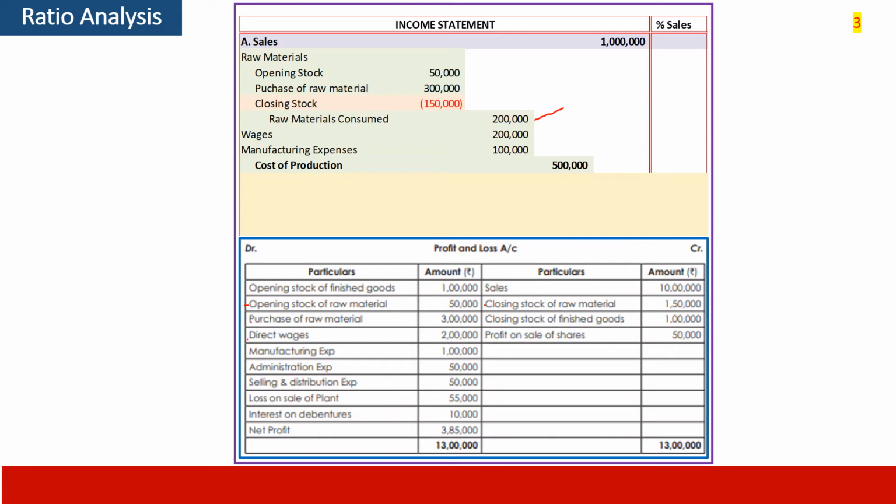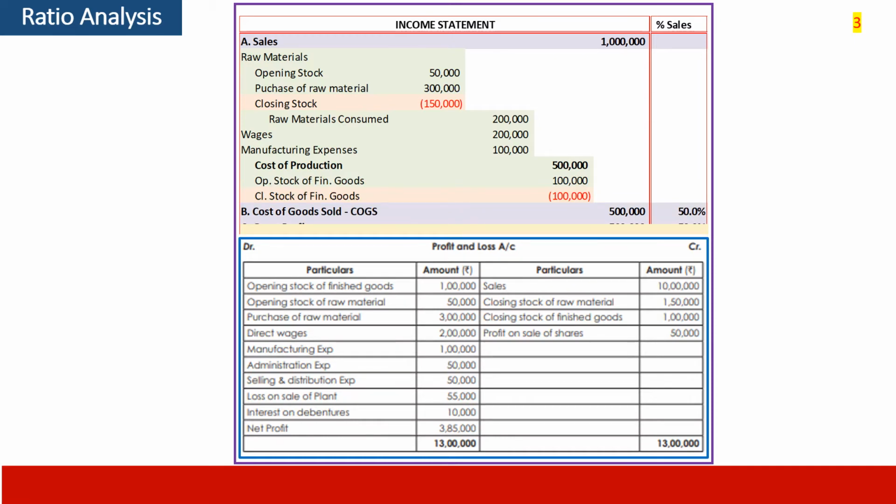Then we take up direct wages, manufacturing expenses, and that gives us, along with the raw materials, the cost of production. And as we proceed further, once you have produced, then you take up the opening stock of finished goods. You take up the closing stock of finished goods, derive cost of goods sold. These each subheads are an input for your ratio.